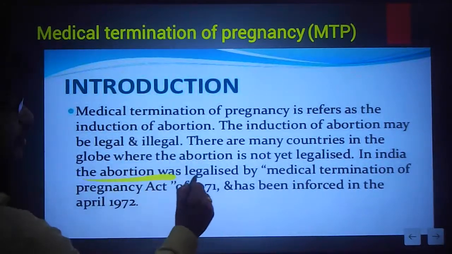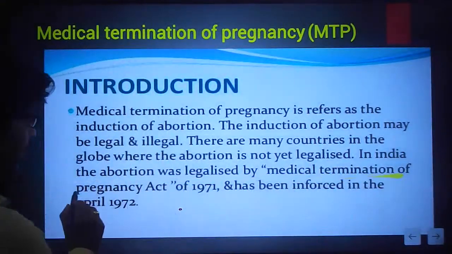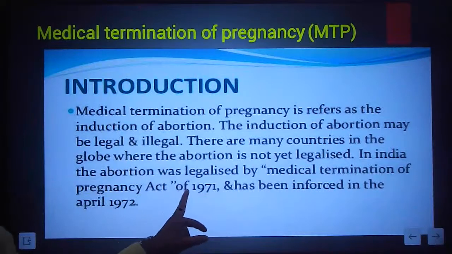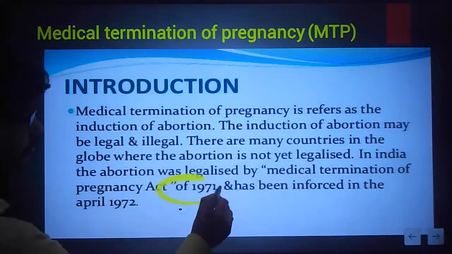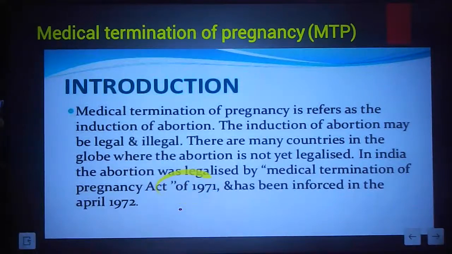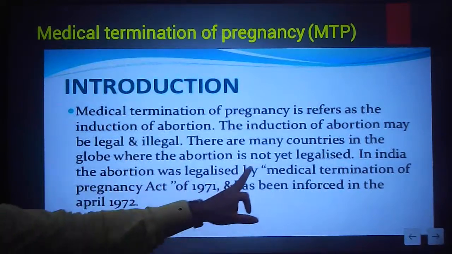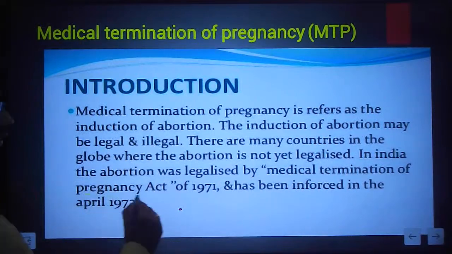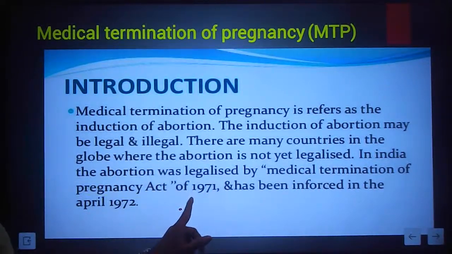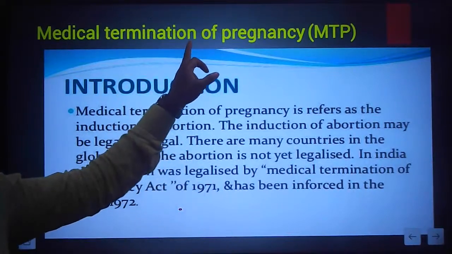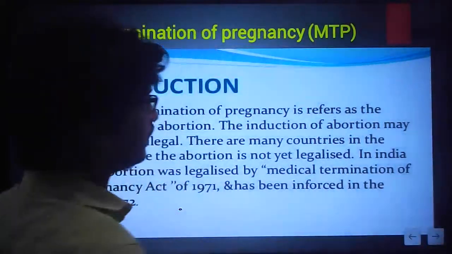In India, abortion was legalized by the Medical Termination of Pregnancy Act, which was passed in the year 1971. Sometimes they'll ask this question: the year in which the Medical Termination of Pregnancy Act came into effect. It was enforced in April 1972, and complete action took place from 1972, but the MTP Act was introduced and developed in the year 1971. So we should be very careful with this year. The other name for medical termination of pregnancy is induced abortion.